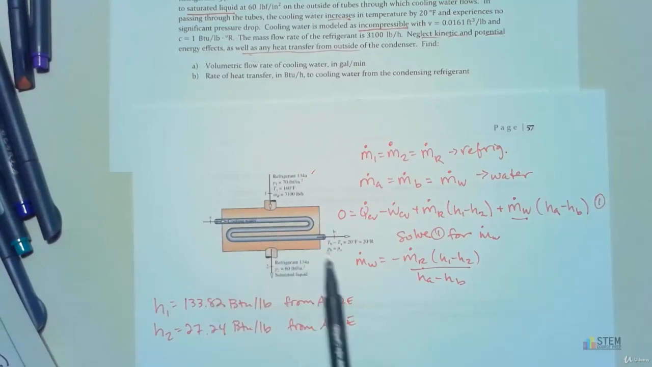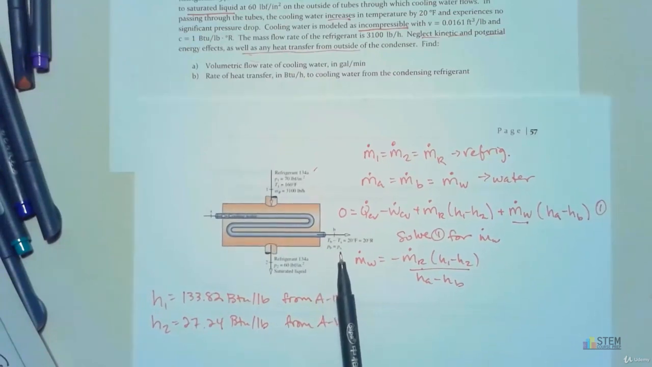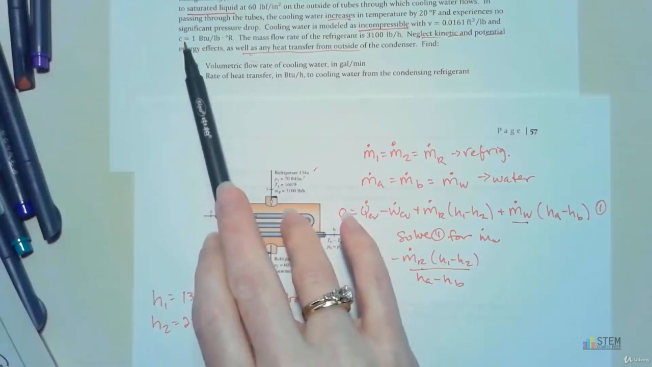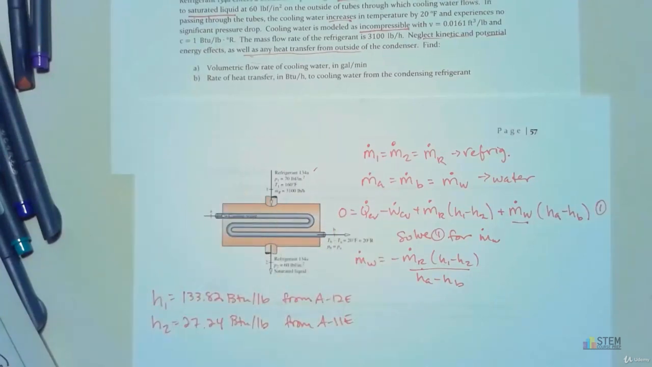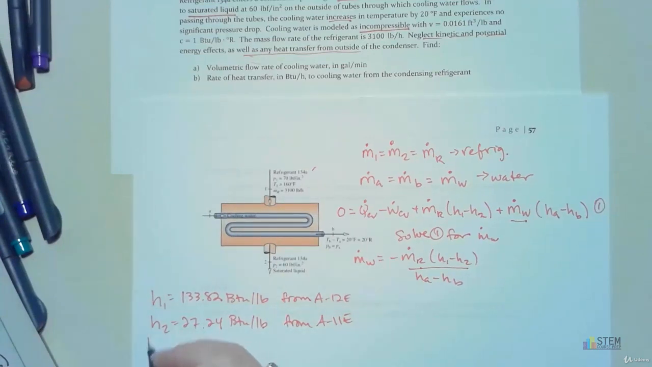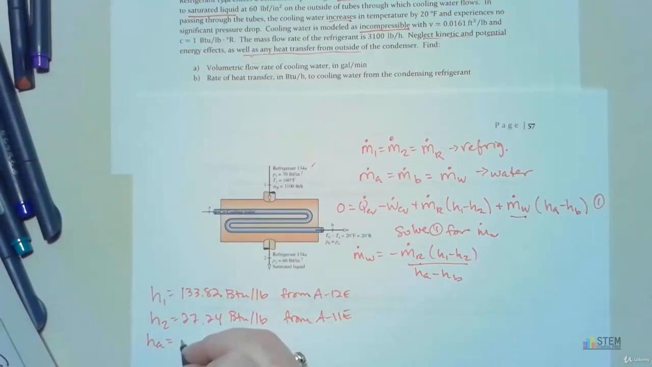If you look, we're not given really any information about pressure. We have no idea what the pressure is. We just know pressure at A equals pressure at B. That's all we know. We do know, however, that the specific heat is 1 BTU per pound degree Rankine. Remember, we have equations we can use to find enthalpy if we have specific heat. HA then is going to be C times the temperature at A. And then HB would be C times the temperature at B.